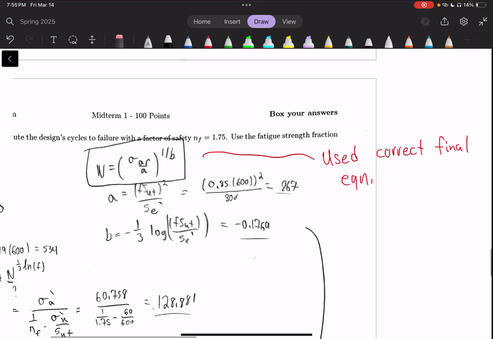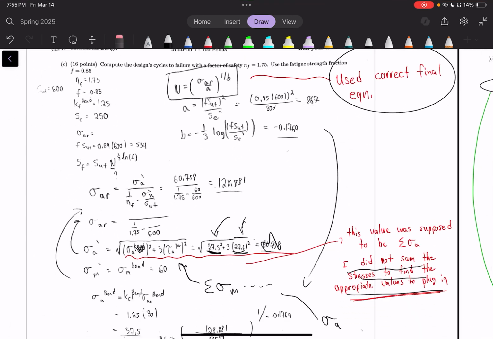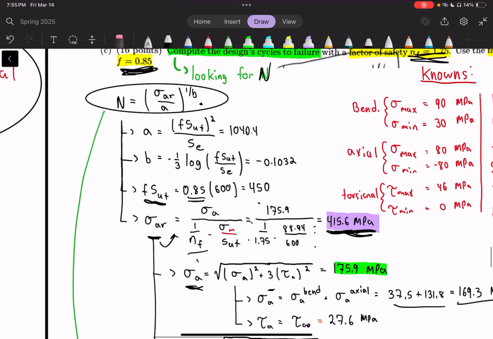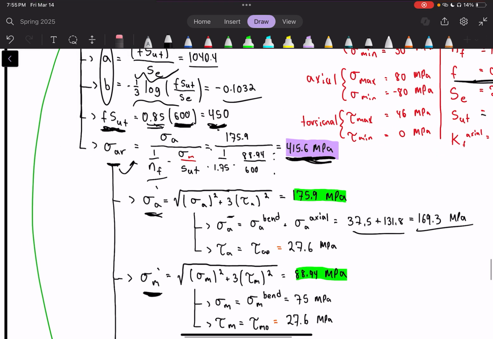So where I went wrong is I was using the right final equation, but these values down here were messed up. So going in, we can see that this a and the b value for that is given to us by those relationships. Once again, we get those values. We multiply f by the ultimate strength, which is that 600 here, so that's why we get 0.85, and we get the 0.85 given to us there. So we use another relationship for that, and we're able to get 415.6 megapascals.